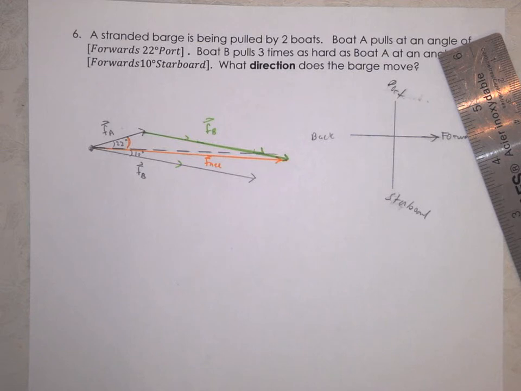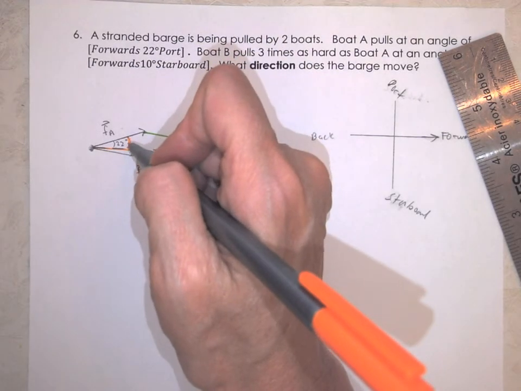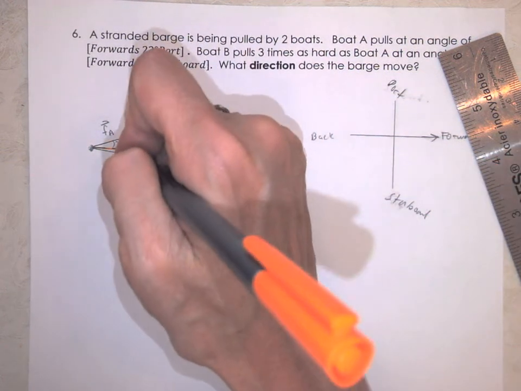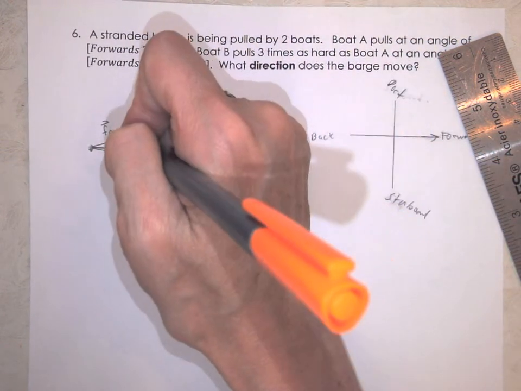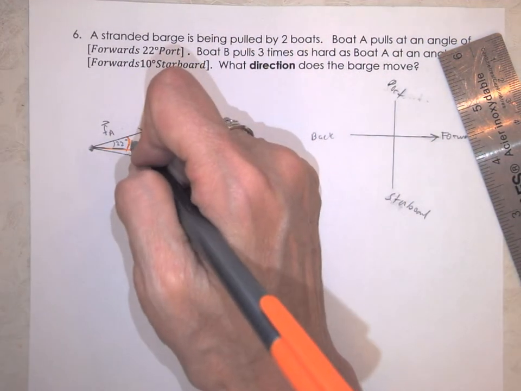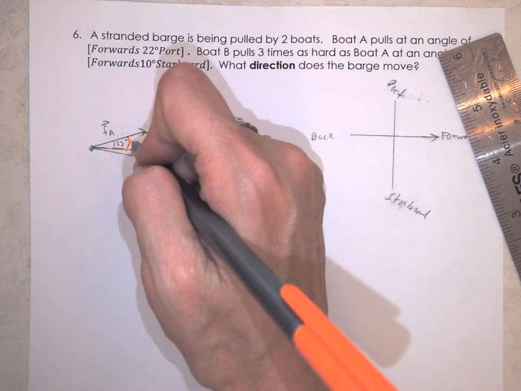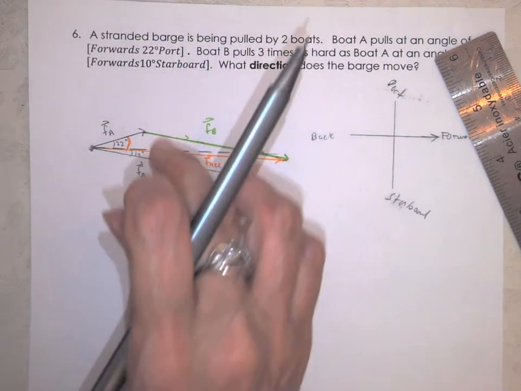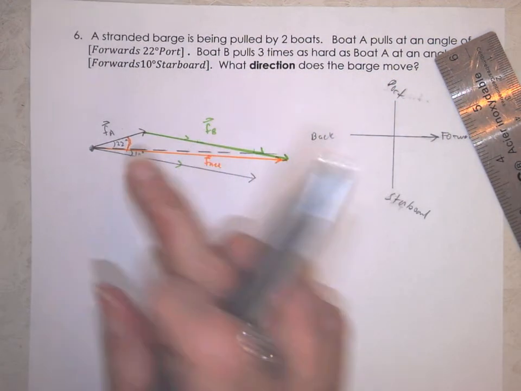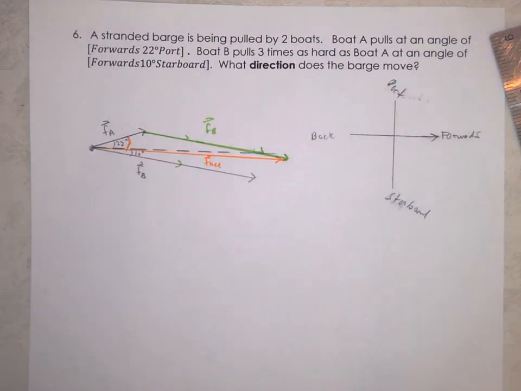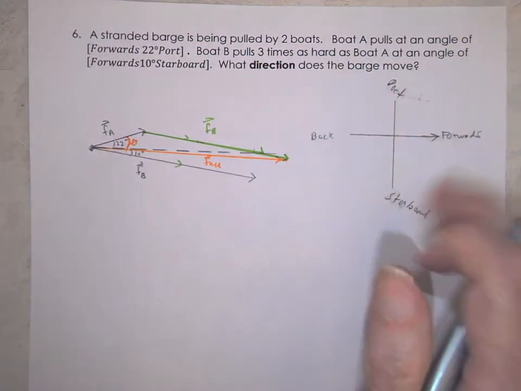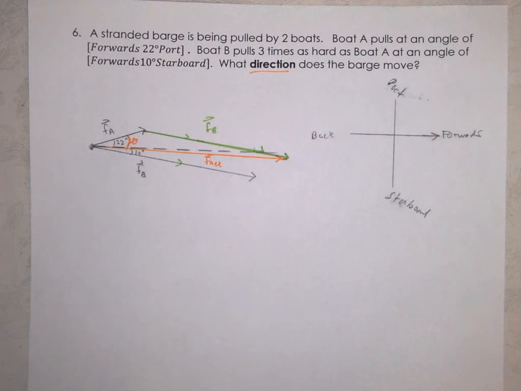If we found that angle, between the orange F net and the F_A, and it was less than 22, then it would be going a bit to the port side, and if it was more than 22, it's going to the starboard side. Okay, so that angle that we're going to end up finding here, theta, is what's going to determine the direction the barge moves.